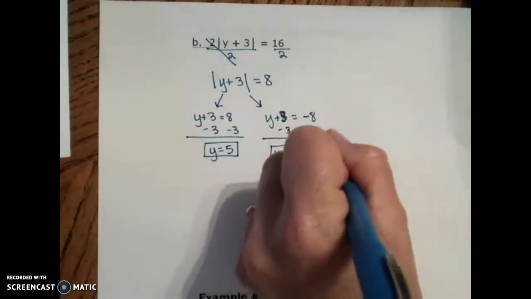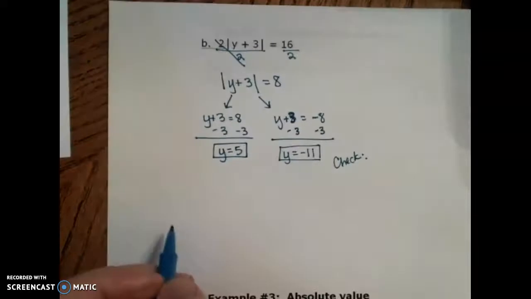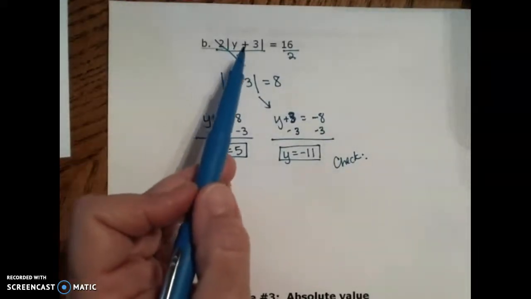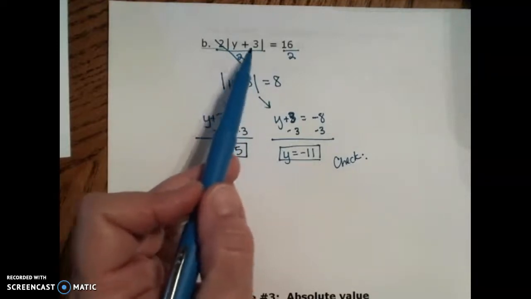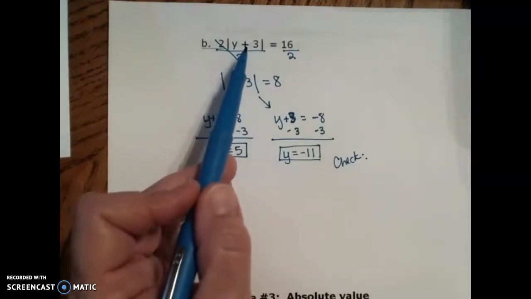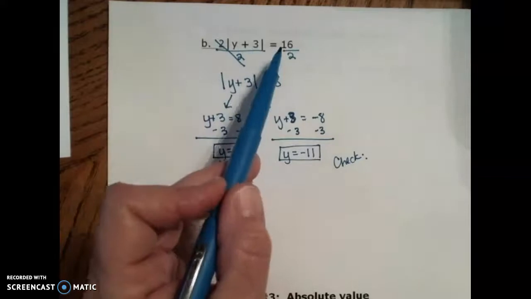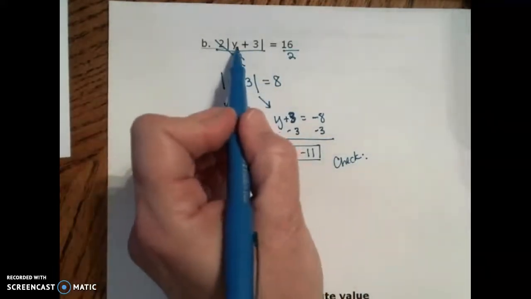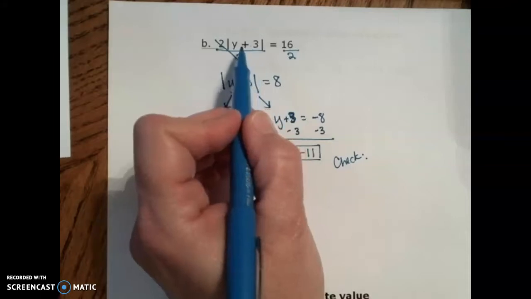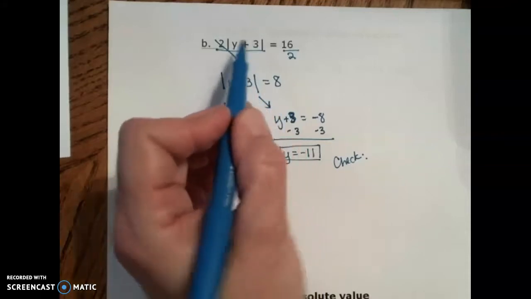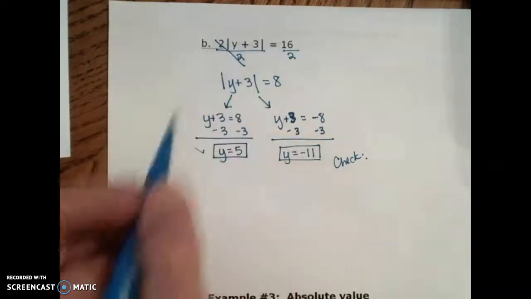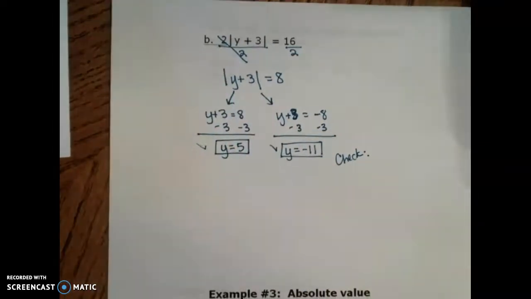Again, we should check our solutions. So let's do that. So if we put 5 here, 5 plus 3 is 8. The absolute value of 8 is 8. 8 times 2 would give us 16. That's good. Negative 11. So negative 11 plus 3 is negative 8. The absolute value of negative 8 is positive 8, times 2 is 16. So you know both solutions are correct.